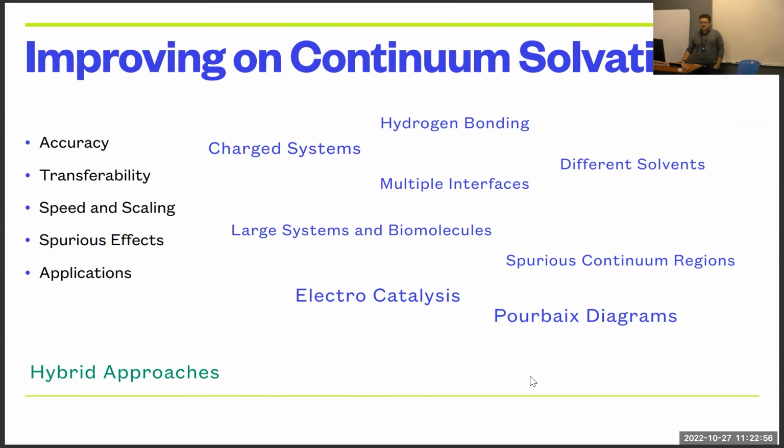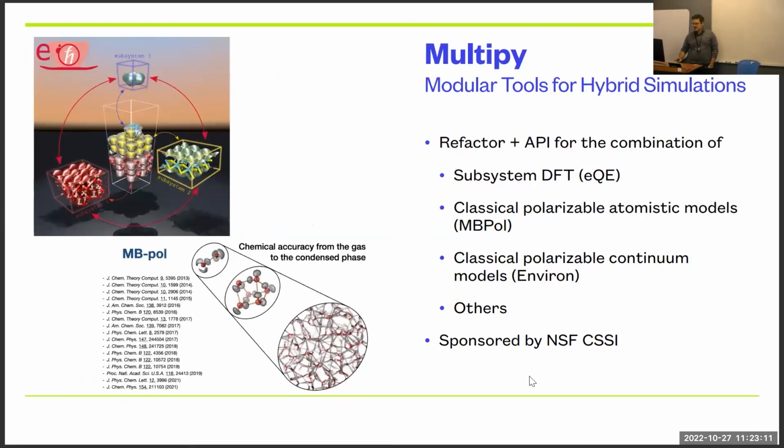We would like to improve on the transferability and extend these models to systems without the need for more empirical fitting. But we would also like to speed up our simulation and do more applications. And so one of the projects I'm working on is, as a matter of fact, related to the fact that we can do hybrid simulations.